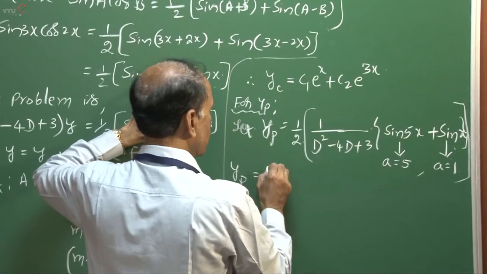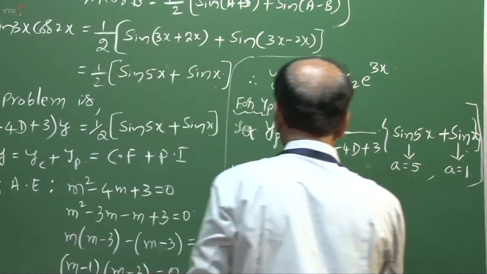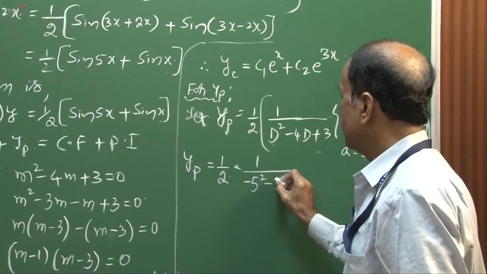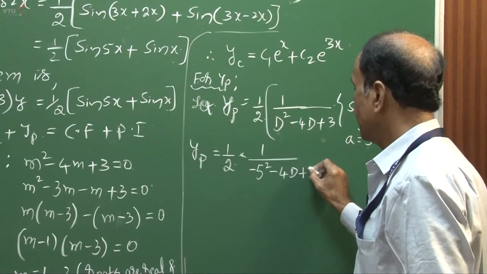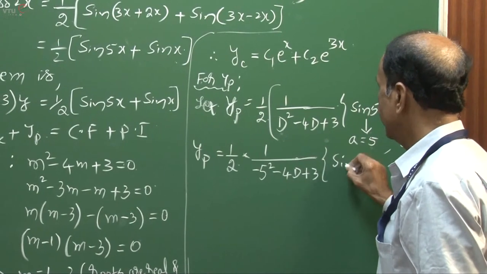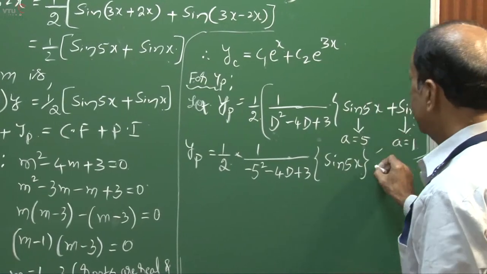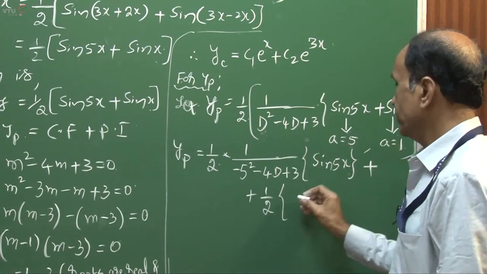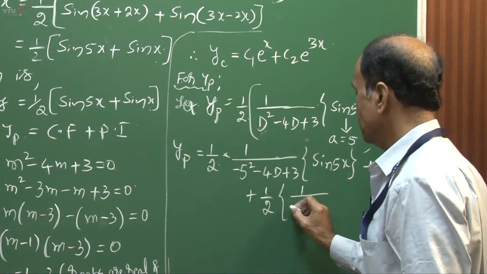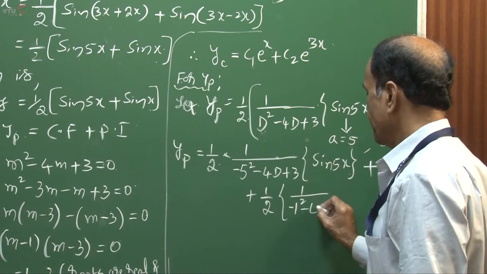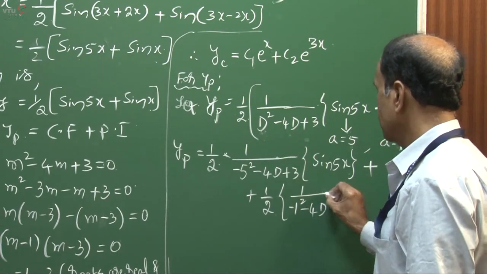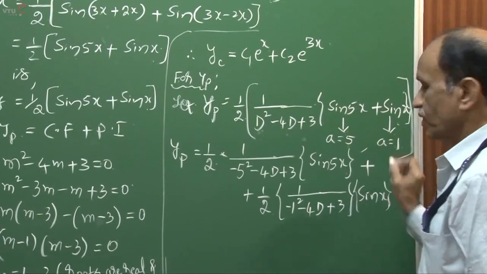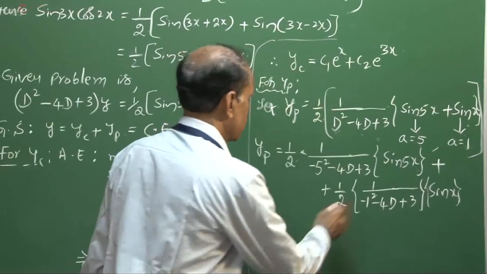So yp is equal to 1 by 2, and this is taken as 1 divided by minus 5 square minus 4d plus 3, as it is, operating on sine 5x. This is one case, and plus 1 by 2, replacing by minus 1 square, 1 divided by minus 1 square minus 4d plus 3, operating on sine x.